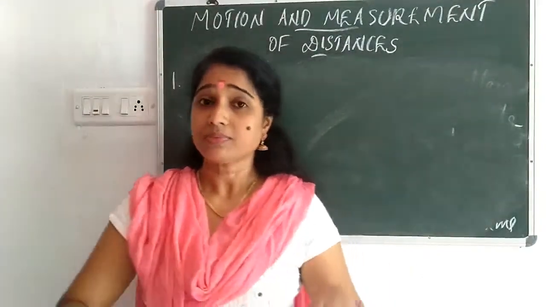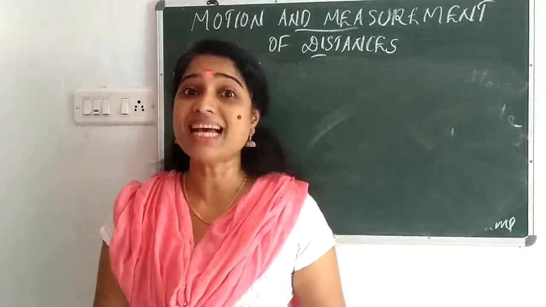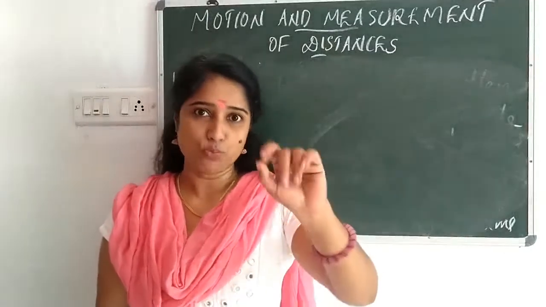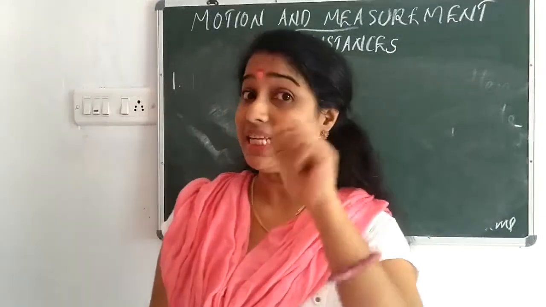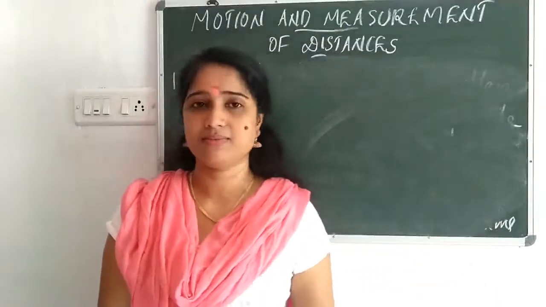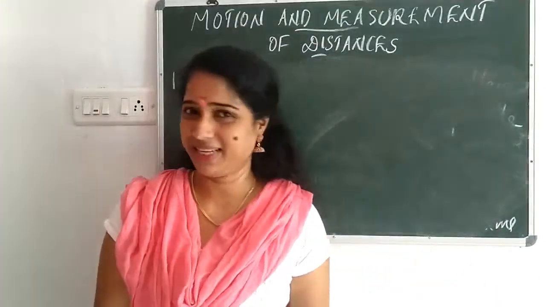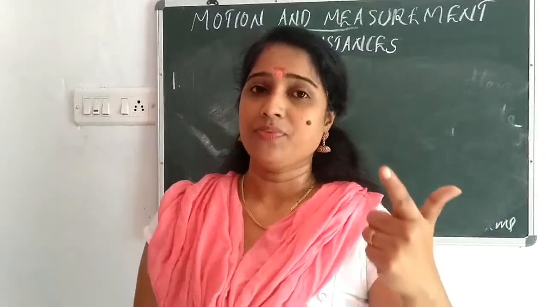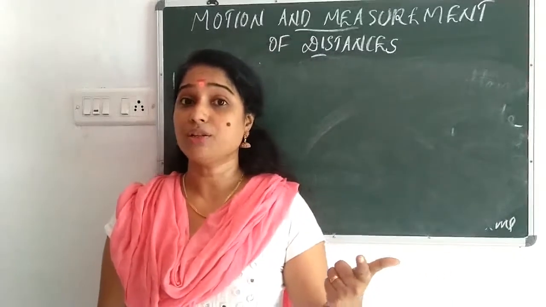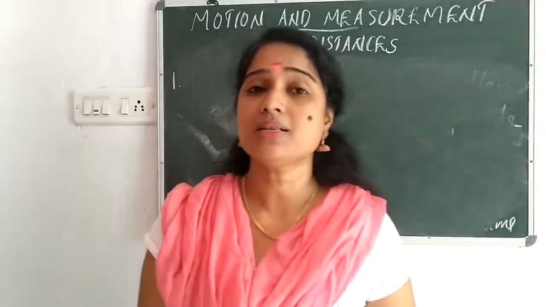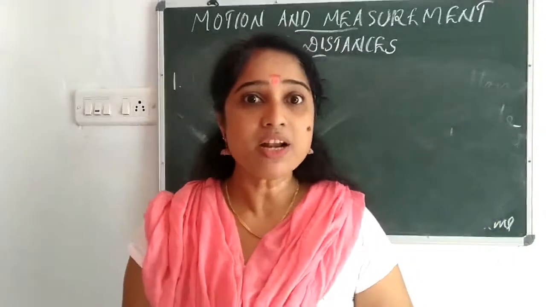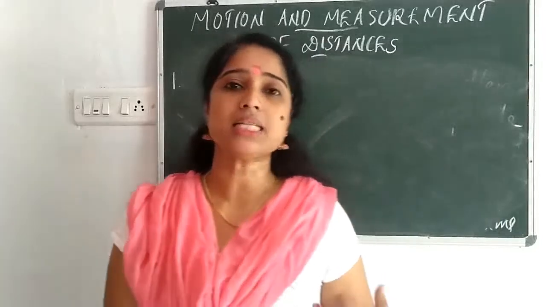First one, the symbol of the SI unit is written in small letters, but if it is named after a scientist, it is written in what? Capital letter. Good. Second, the full form you can write in small letters even if it is named after a scientist.